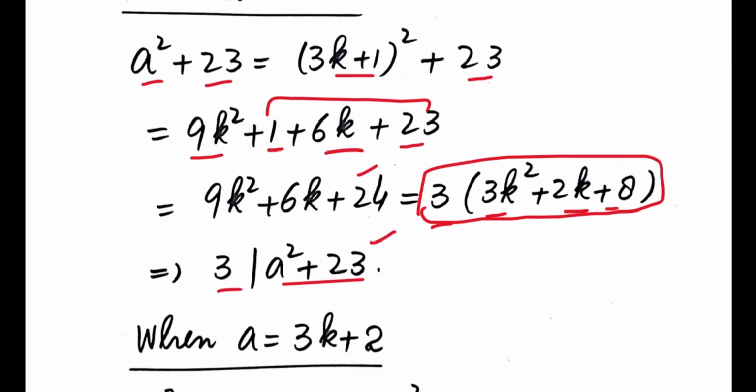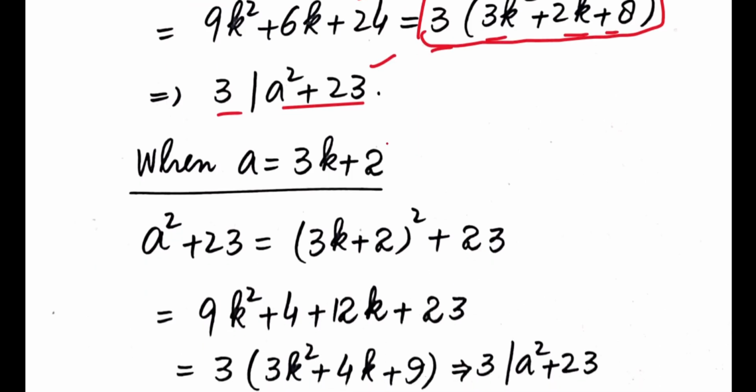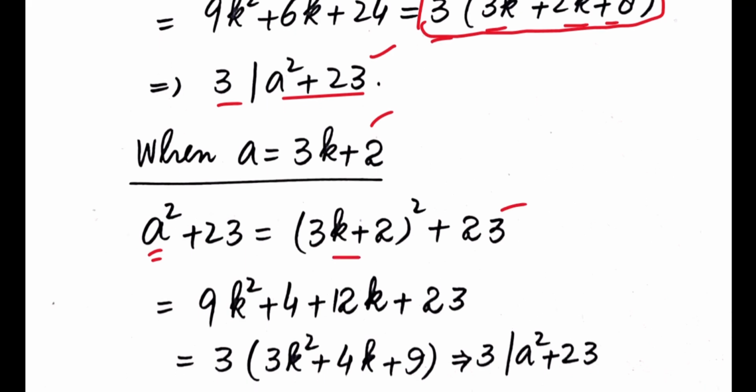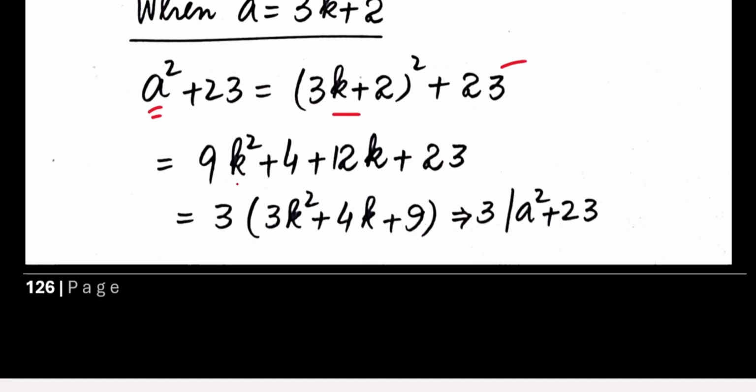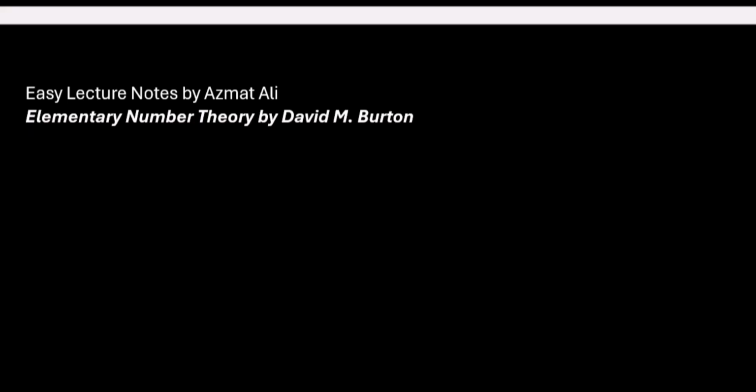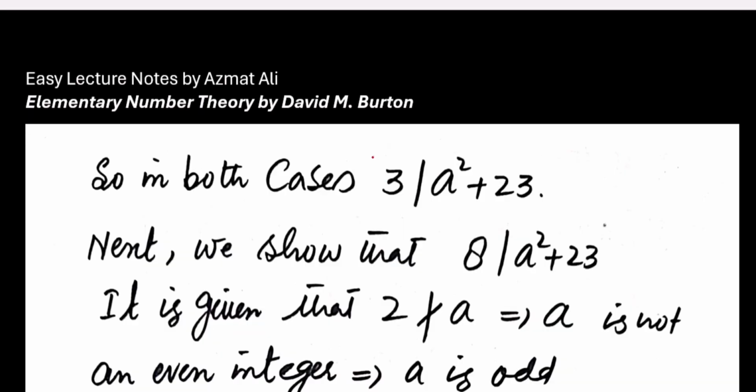Now if a has the form 3k plus 2, again substituting a equals 3k plus 2, this becomes (3k plus 2) whole square plus 23. By expanding the square, this becomes 9k square plus 4 plus 12k plus 23. 4 plus 23 becomes 27, and after taking 3 as common, we have 3 times (3k square plus 4k plus 9). Again, this number is a multiple of 3. This shows that 3 again divides a square plus 23. So in both cases, 3 divides a square plus 23.